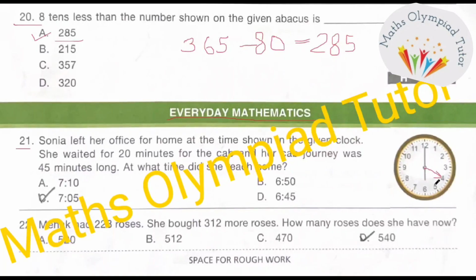So at 6:20 she boarded the cab, and then for 45 minutes she was in the cab. So the question is, at what time did she reach home? So 6:20 plus 45 minutes, that is 7 o'clock and 5 minutes. 7:05 this. So we should select this. This is like 6:20 she boarded the cab plus 45 minutes she was in the cab. The journey was for 45 minutes. So 6:20 plus 45 minutes.